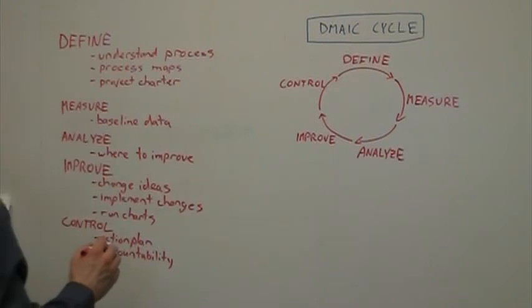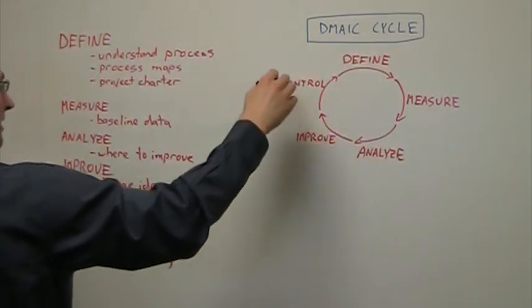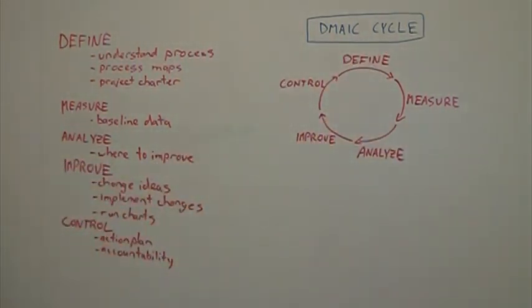So this wraps up a 120-day DMAIC improvement cycle. The team can then start their next 120-day improvement cycle. And this is just an overview of what you can expect in each component of the DMAIC cycle.